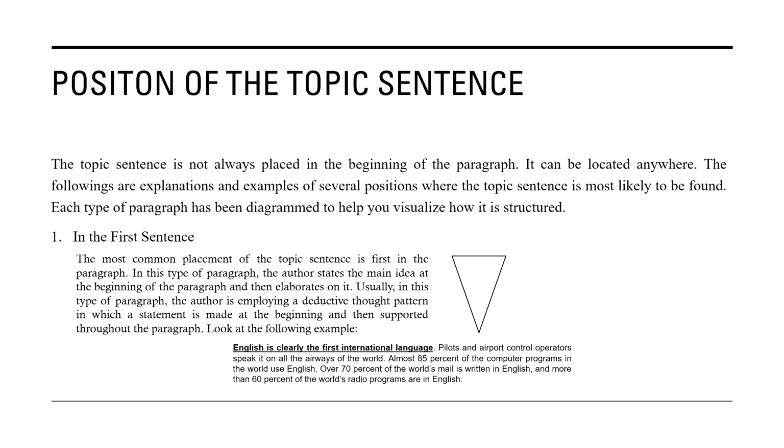The first is that it is located in the first sentence. The most common placement of the topic sentence is first in the paragraph. In this type of paragraph, the author states the main idea at the beginning of the paragraph and then elaborates on it. Usually, the author is implying a deductive thought pattern, in which a statement is made at the beginning and then supported throughout the paragraph.